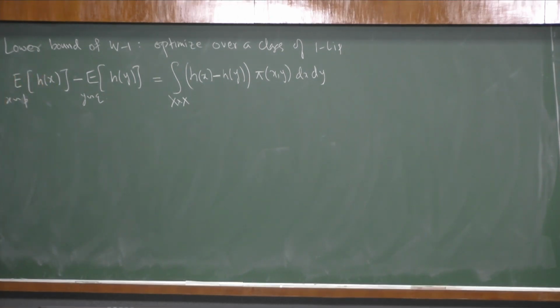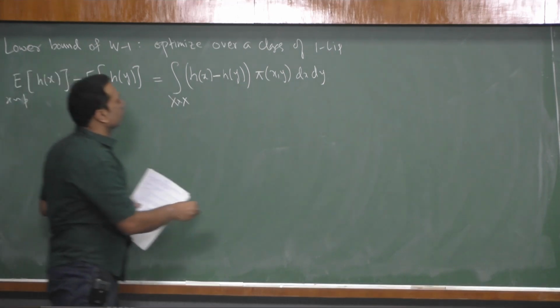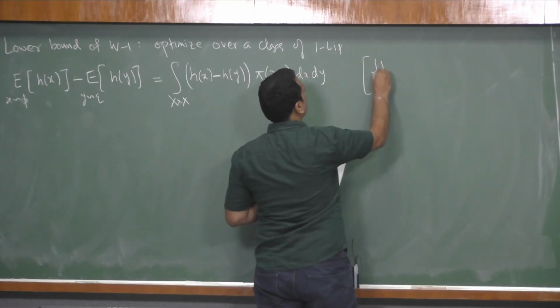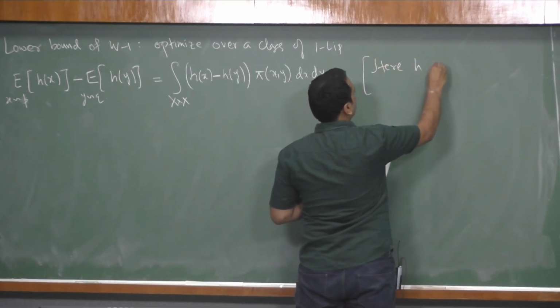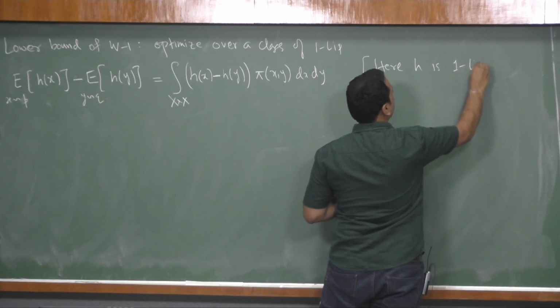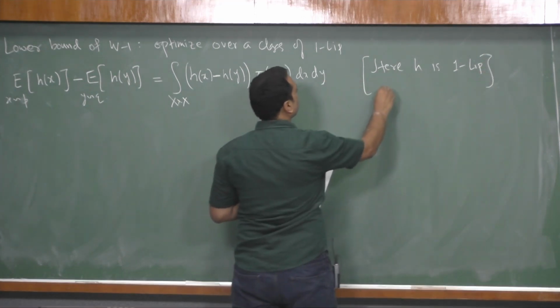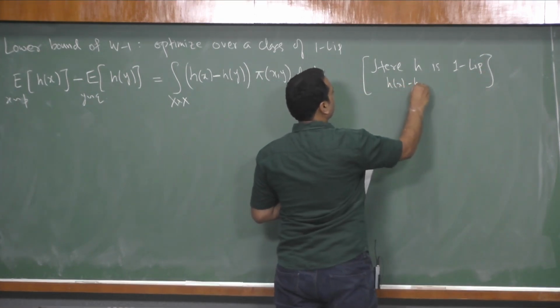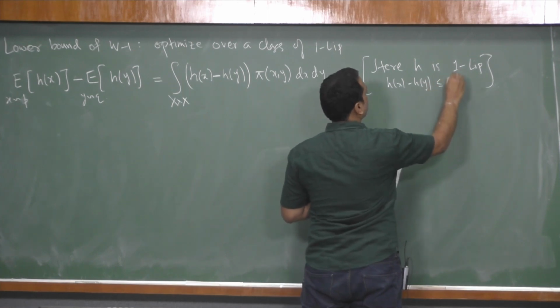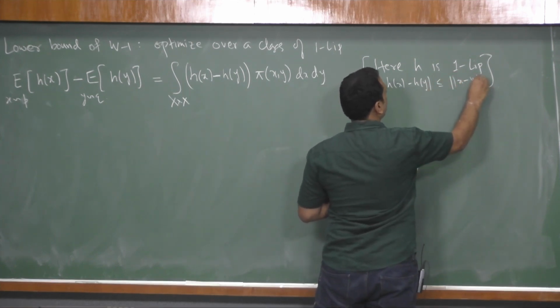Now I assume from the beginning that h is one Lipschitz. Okay, so here h is one Lipschitz, meaning h(x) minus h(y) is less than or equal to the norm of x minus y.